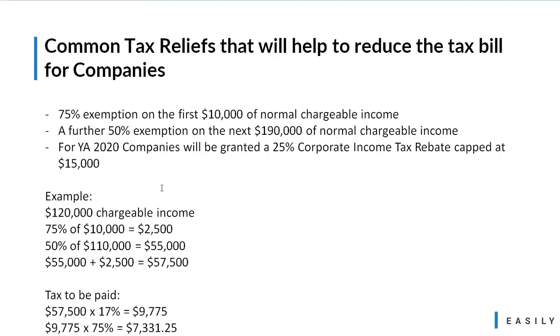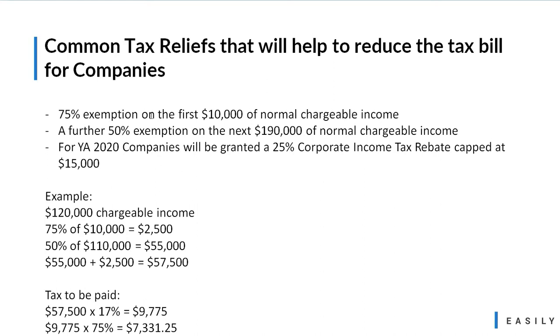Okay, then next, if your company is not a startup, okay, so for a startup, the first 3 financial years are considered. If your company is still within your first 3 financial years, you are considered a startup. After the first 3 financial years, your company is not considered a startup. So this is the tax relief that will help to reduce the tax bill for your company. There's a 75% exemption on the first 10,000 of normal chargeable income, then a further 50% exemption on the next 190,000 of normal chargeable income. So on the first 200,000, there's a discount.